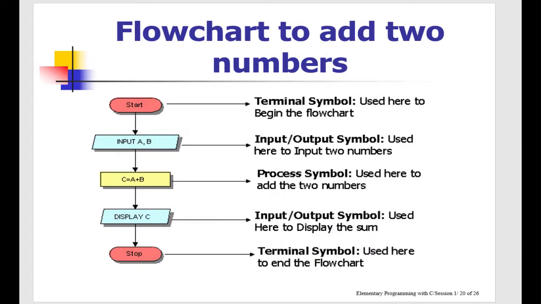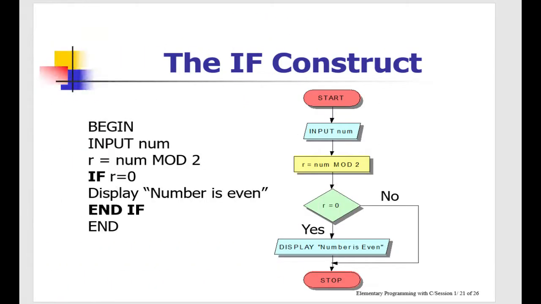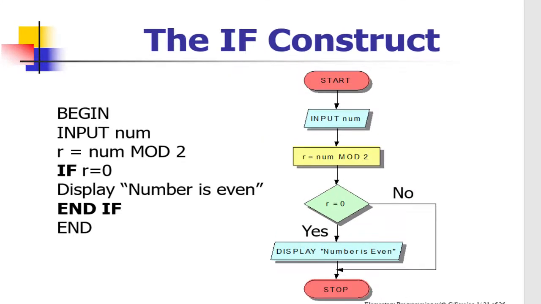Let's look at another example where our program needs to make some decision. And we're going to do this using the if construct. Now, on the left side, we have the pseudocode, and on the right side, we have the flowchart. So you can always feel free to use whichever it is that you're most comfortable using. Begin, we input the number. Then we have R, which is given by the number modulus 2.